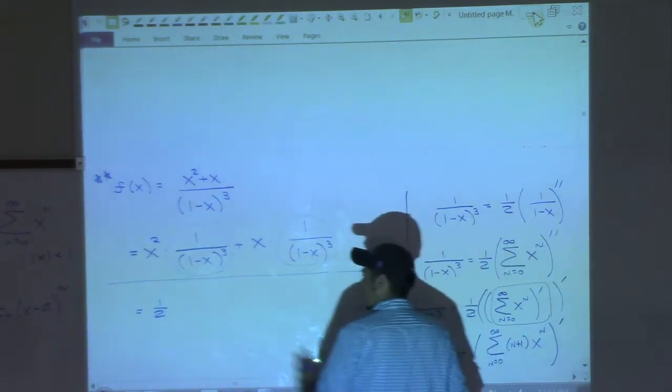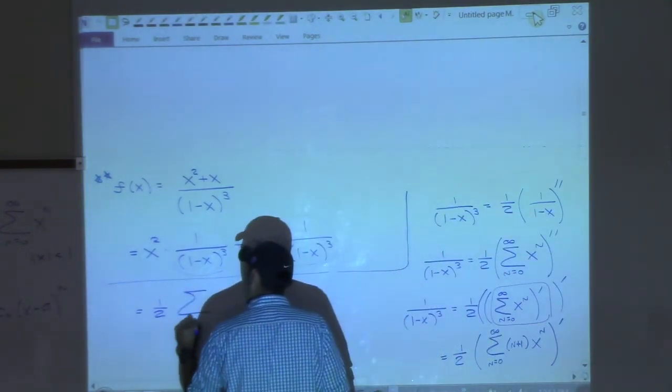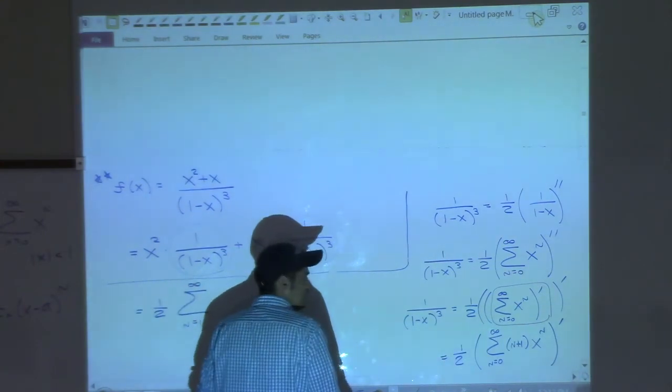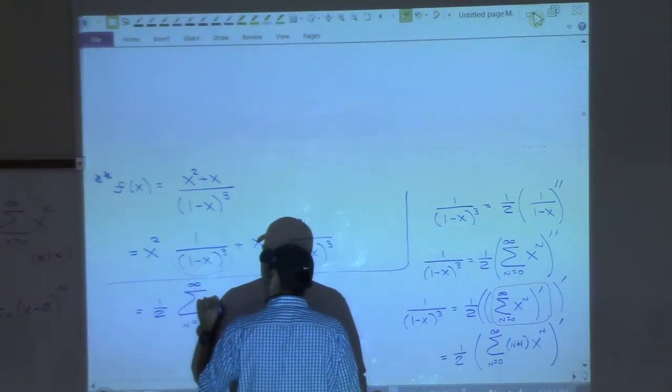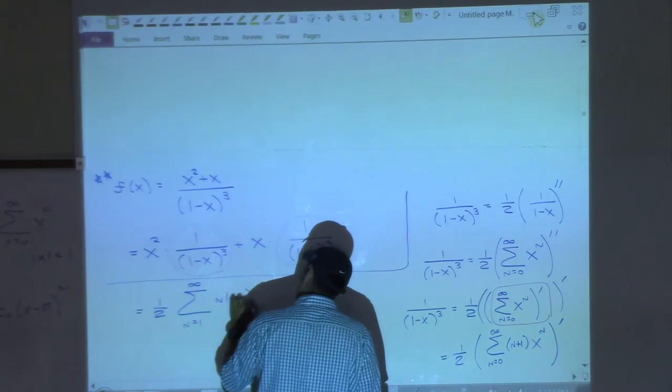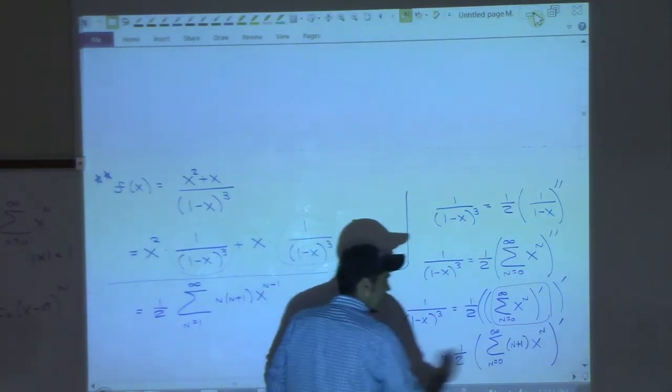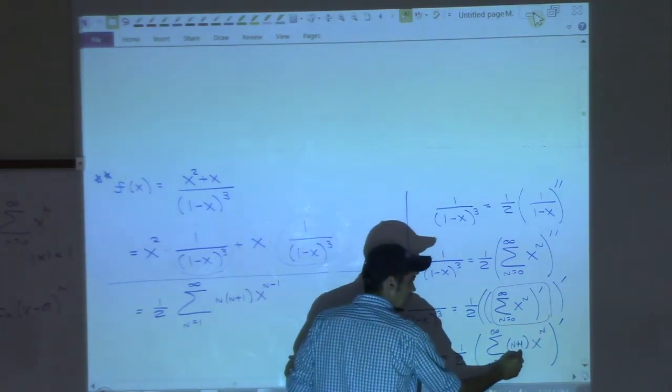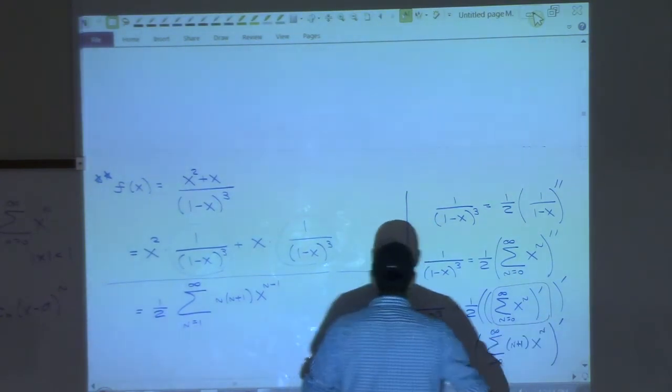So we have 1/2 sum n equals 1 to infinity of n times n plus 1 times x to the n minus 1. So the n came out, left this alone, x to the n minus 1. Index came up.